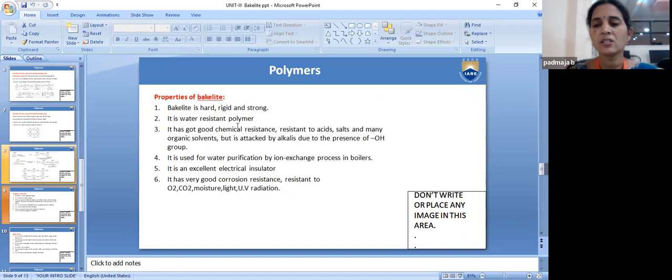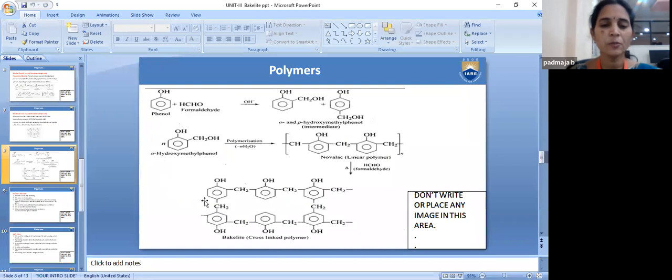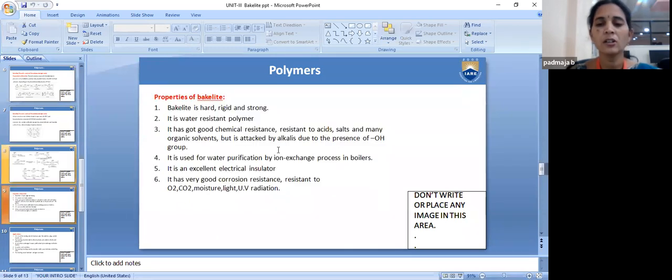It is a water resistant polymer, and it has good chemical resistance. It is resistant to acids, salts, and many other organic solvents. But it is attacked by alkalis due to the presence of the OH group, as you can see in the Bakelite structure.